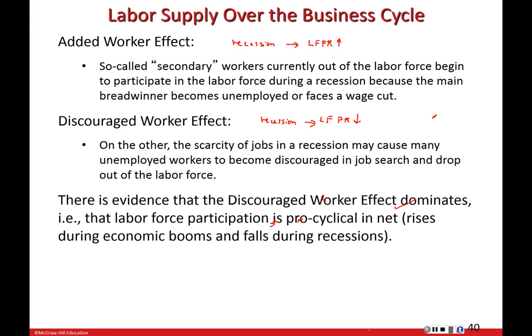In other words, labor force participation is pro-cyclical. What does that mean, pro-cyclical? It means that it mimics the business cycle. If GDP is on the rise, labor force participation rises also. It's pro-cyclical.